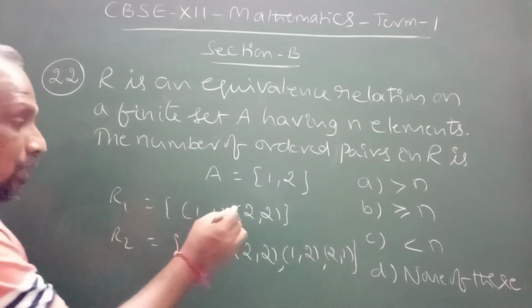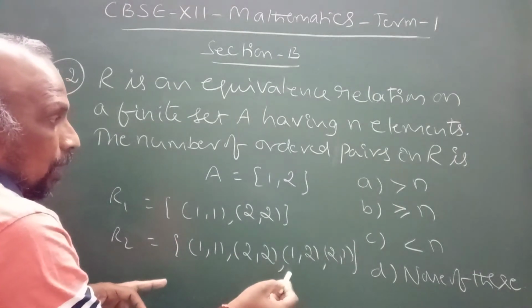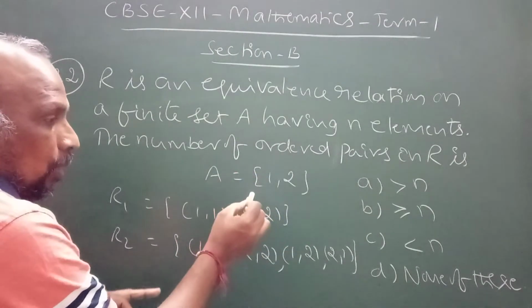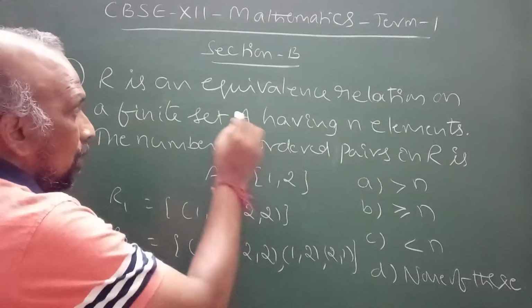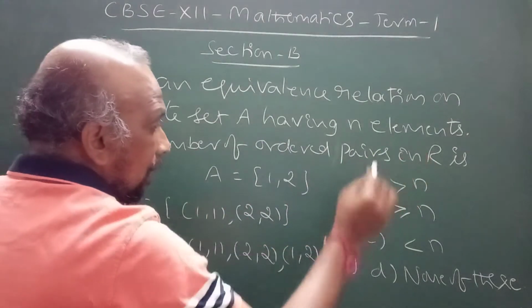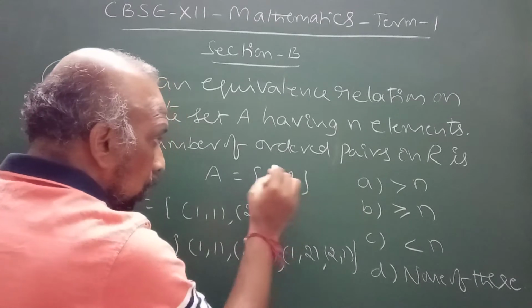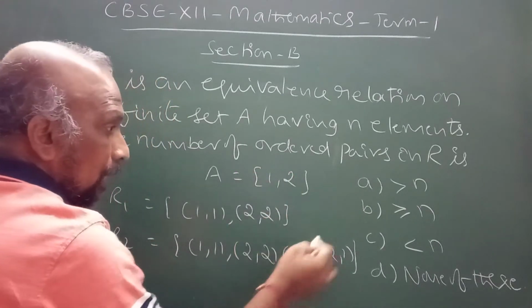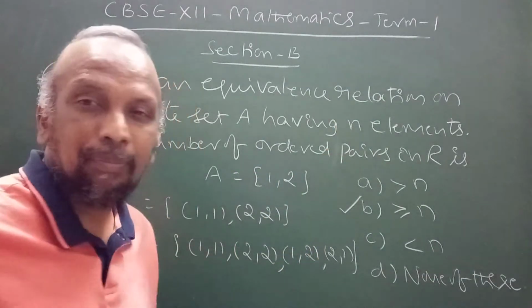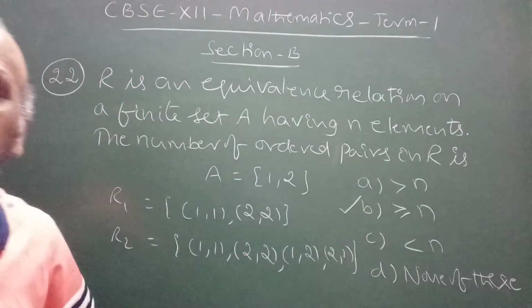But you can check the number of ordered pairs here is 2, here 4, while the number of elements in A is 2, so it is more than that. So the number of ordered pairs in R is either equal to the number of elements in A or more. So the answer should be greater than or equal to n.